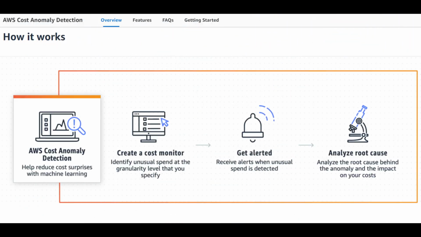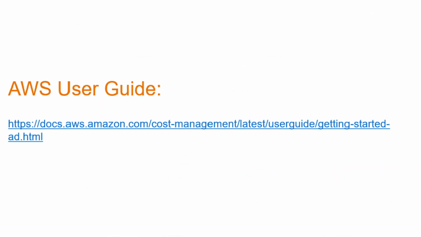By implementing Cost Anomaly Detection, you gain valuable insights into your AWS spending and take proactive measures to optimize your costs. For those who want to dive deeper, I've included a link in the video description to the official AWS user guide on configuring AWS Cost Anomaly Detection.